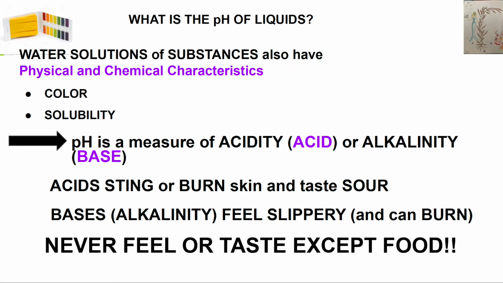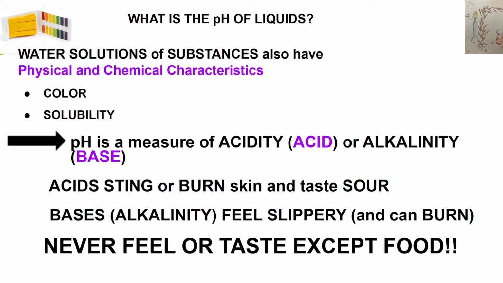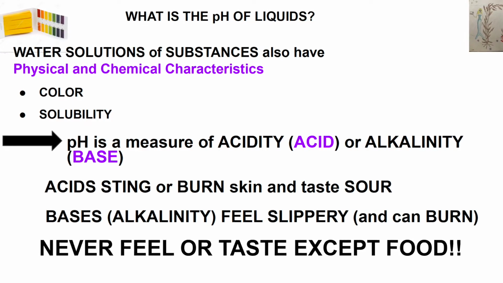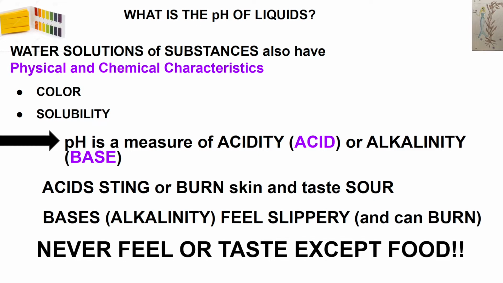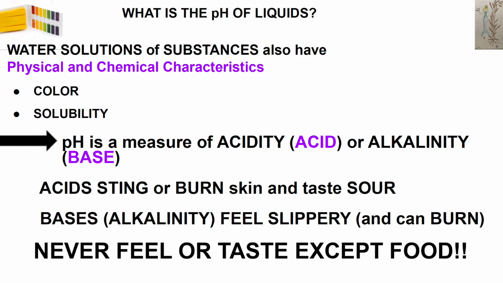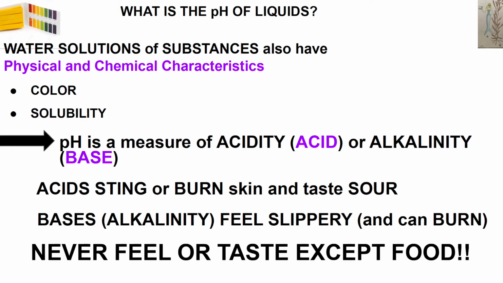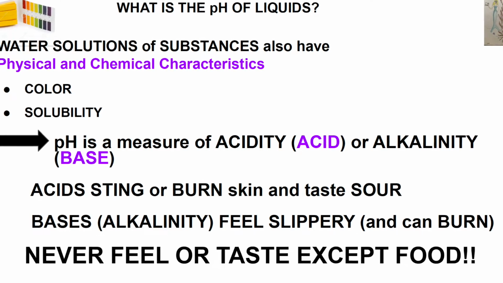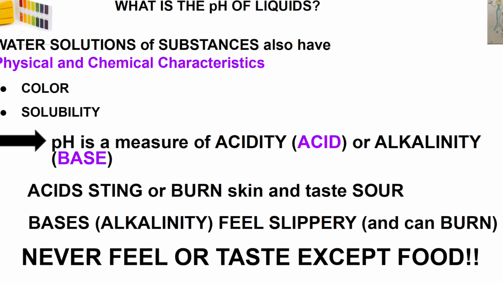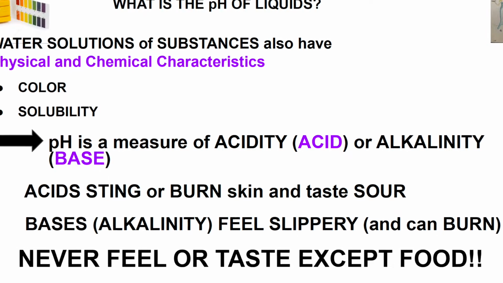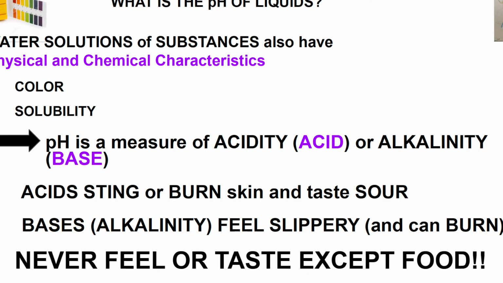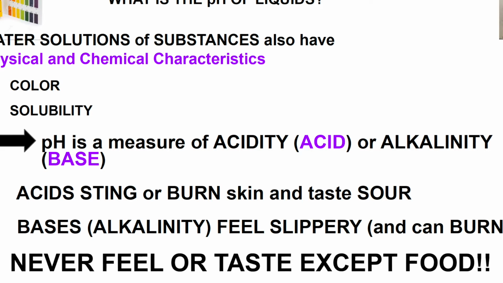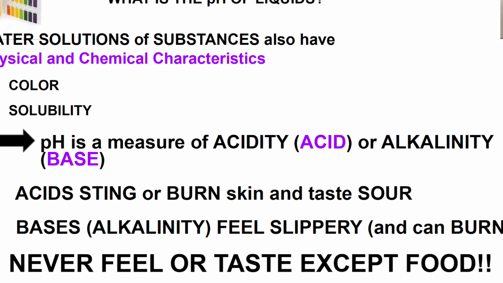We know that substances can have physical and chemical characteristics, and so do water solutions of those substances. They can have different colors. We learned about solubility. And here's another chemical characteristic, pH, or a measure of acidity or alkalinity. We know that acids can sting or burn your skin and often taste sour. We know that bases are alkaline and feel kind of slippery, but they can also burn when they're very strong. Never feel or taste chemicals unless you know they are food.